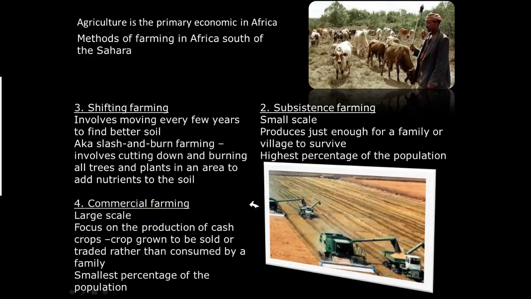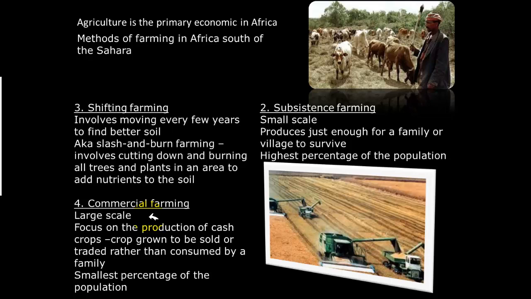And the last type of farming that we'll get into is represented by this picture, where you see huge machines doing farming on a large scale, and that represents commercial farming. And once again, commercial farming is just farming on a large scale. The focus of commercial farming is different from the majority of farming that you see in Africa. You're farming to make a profit, and that is what we tend to think about here in the United States. It's farming to make a profit.